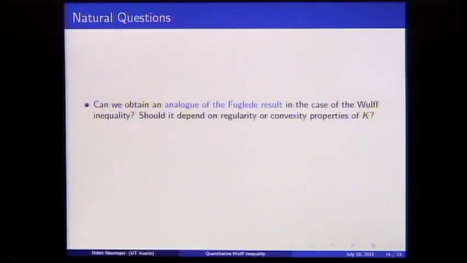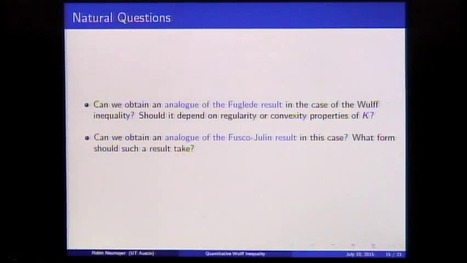So, given what we've talked about so far in this talk, there are a couple natural questions. Can we obtain an analog of the Fuglede result in the case of the anisotropic perimeter, in the case of the Wulff inequality? That's to say, if we have a set that's a small normal perturbation of our Wulff shape, then should the H1 norm of that parameterizing function be controlled by the deficit? And, okay, if so, then what about the Fusco and Julin result? Can we define the appropriate notion of an H1-type quantity, even for sets that are not normal perturbations, and can that quantity be controlled by the deficit of this function?